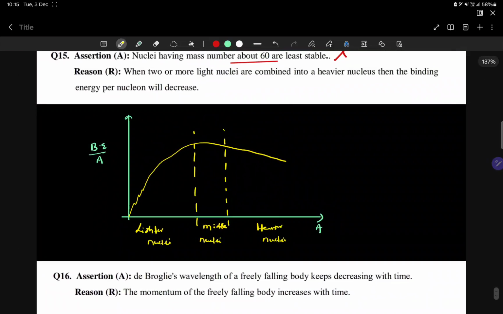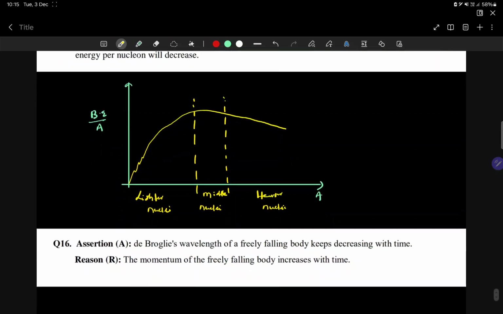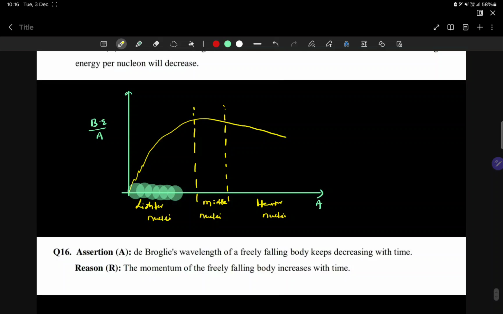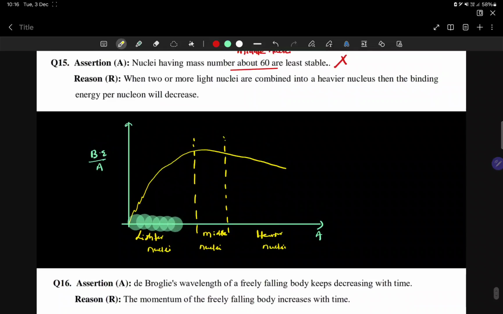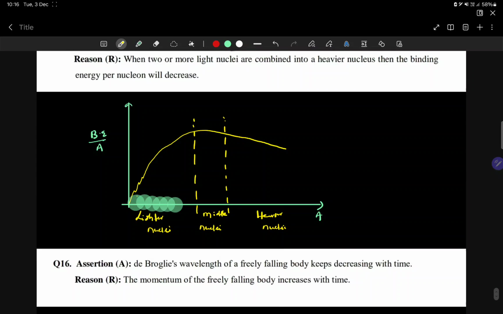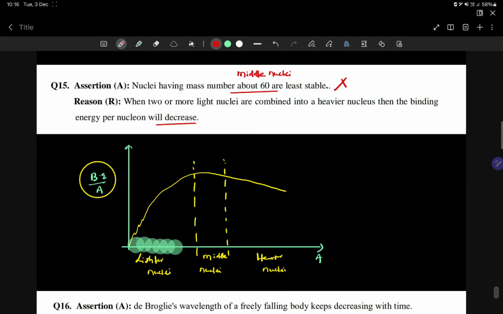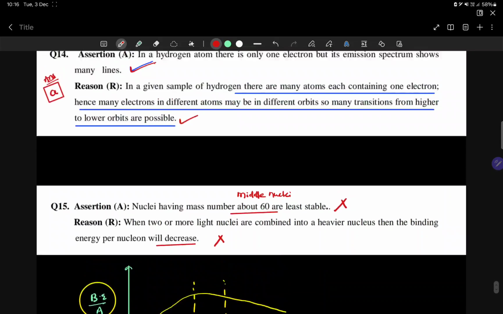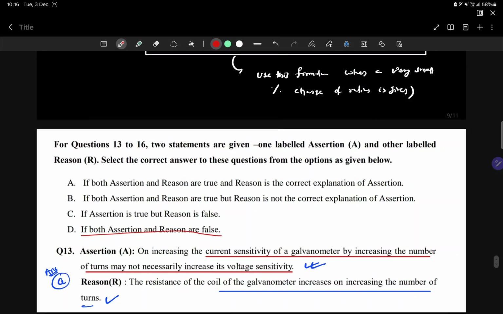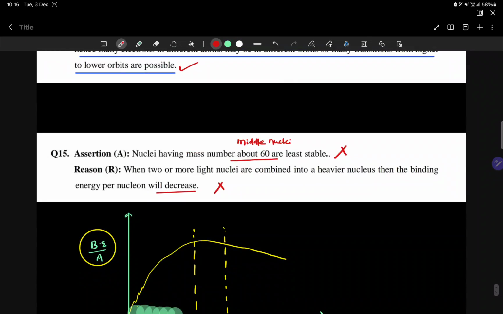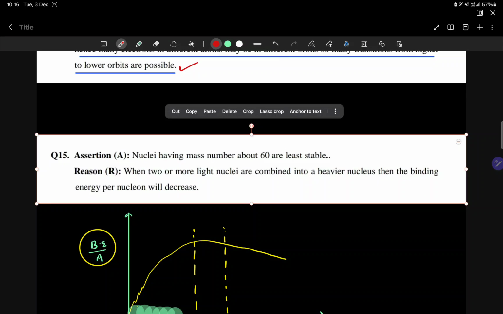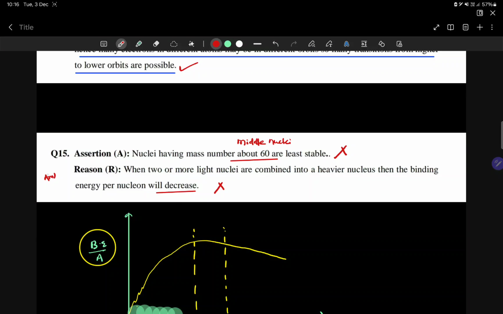It is written, when two or more lighter nuclei combine into a heavier nucleus, they will achieve the structure of middle nuclei. That means the binding energy per nucleon increases. When two or more lighter nuclei combine, binding energy per nucleon will increase, but it is written it will decrease. So this is wrong. So both A and R are false. As per the options, if both assertion and reason are false, option D is given. So for question number 15, the answer is option D.